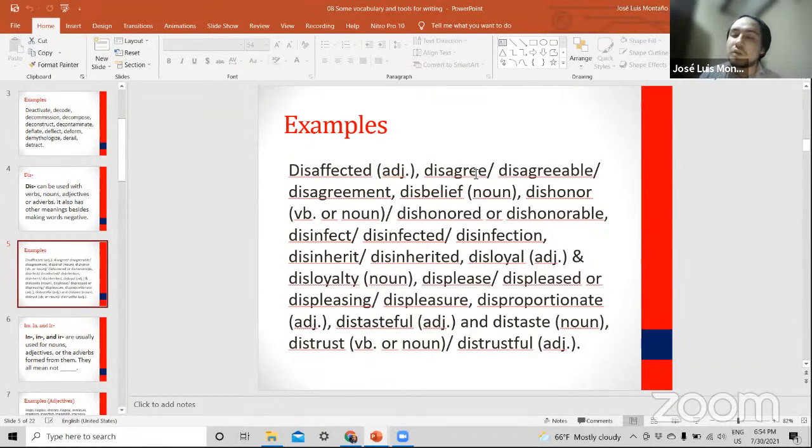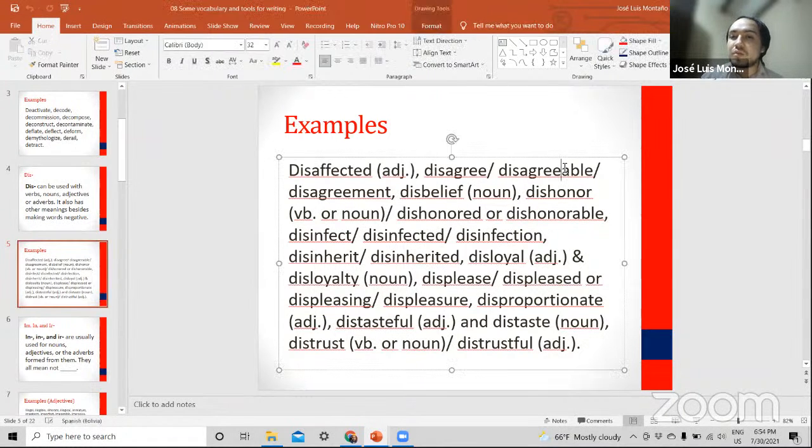don't say I don't agree with you. You say I disagree with you. I disagree. Disagreeable, this is going to be more of an adjective, right? Disagreement, that's going to be more of a noun, right? We had a disagreement, a noun. Disbelief, noun, right? Disbelief.